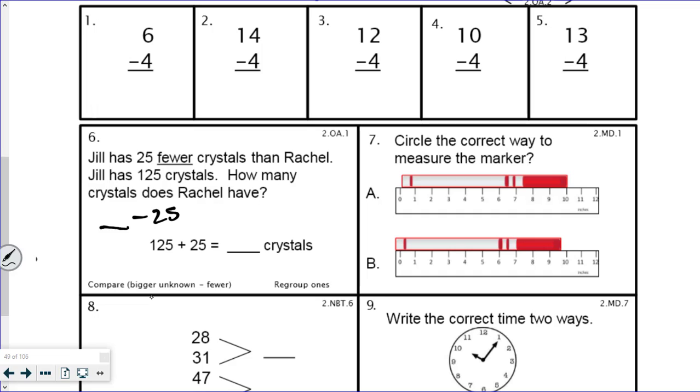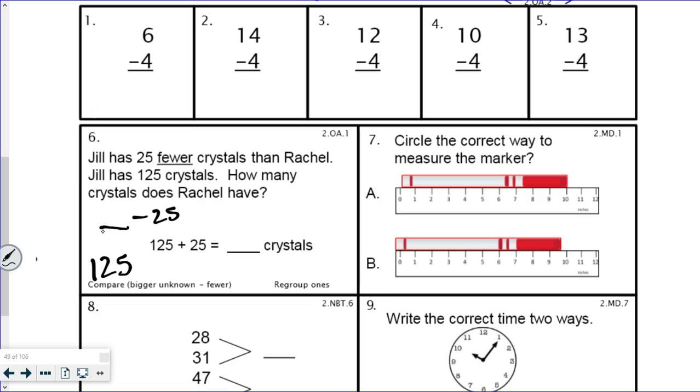Well, they told us that Jill has 125 crystals. So how many crystals does Rachel have if Jill has 125? So what we can do is we can add 25 to what Jill has to figure out how many Rachel has.